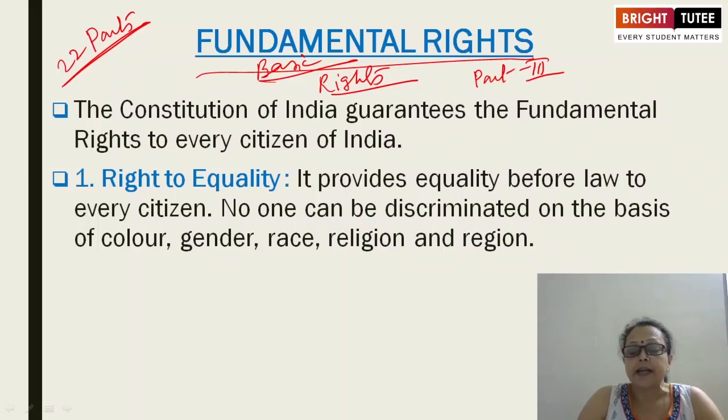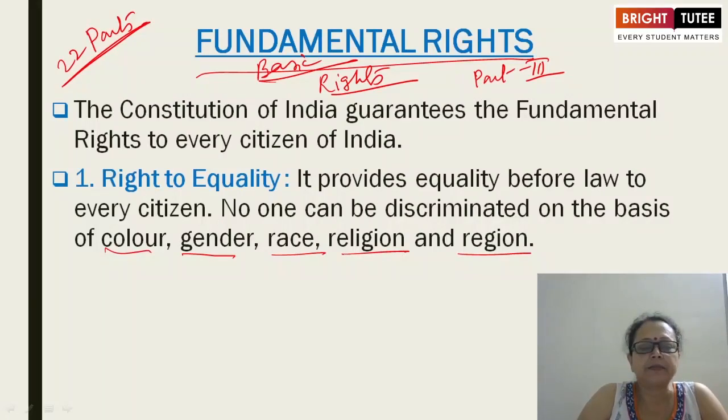This is the right to equality. It provides equality before law to every citizen. No one can be discriminated against on the basis of color, gender, race, religion, and region. It provides equality before law, which means that for the same crime, the same punishment is there. And no citizen can be discriminated against on the basis of color, gender, whether they are male or female, race, religion or region.